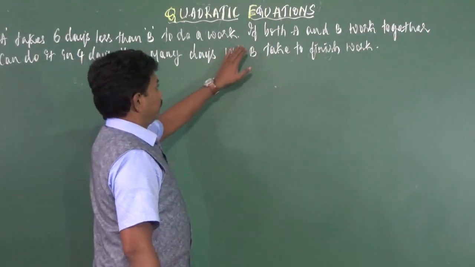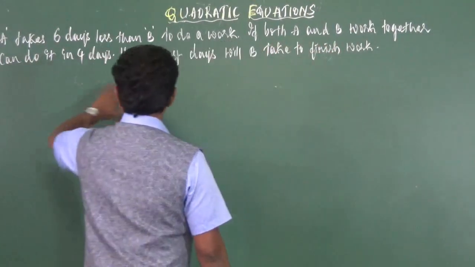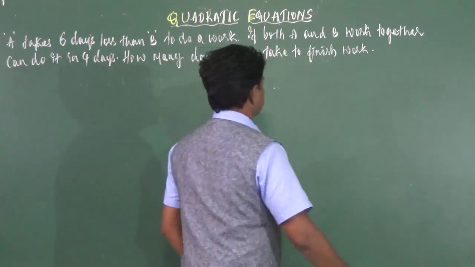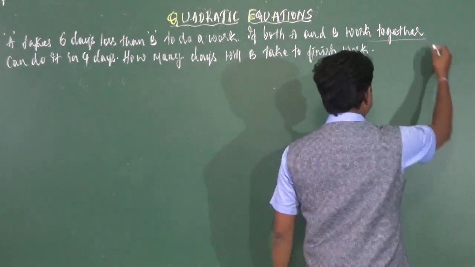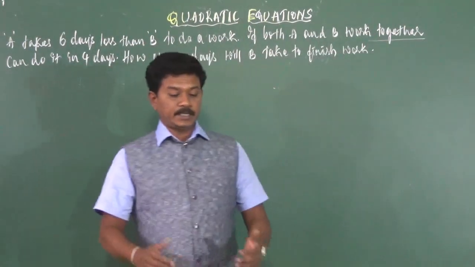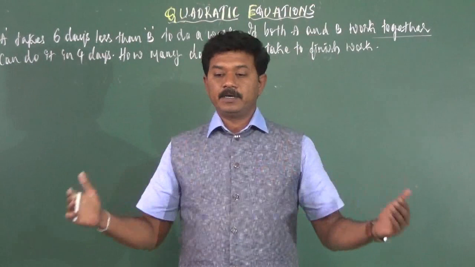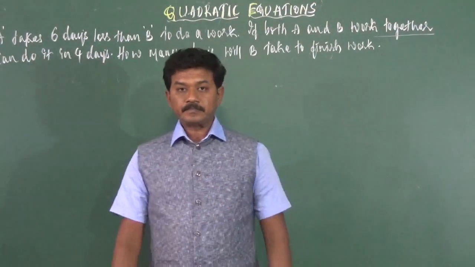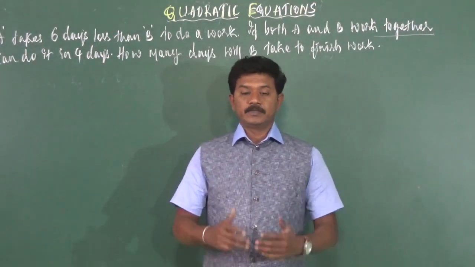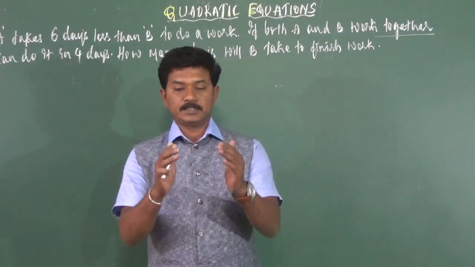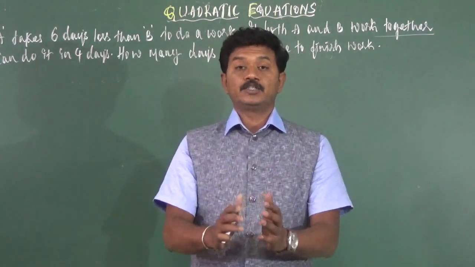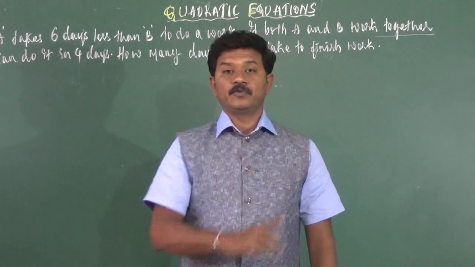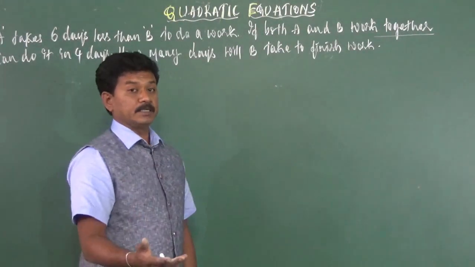Okay, now if both A and B work together, they can do it in 4 days. So this is very important, together. A single task is given, the same work is given, and both A and B are assigned to do the job. When they start doing the job together, they complete it in just 4 days.